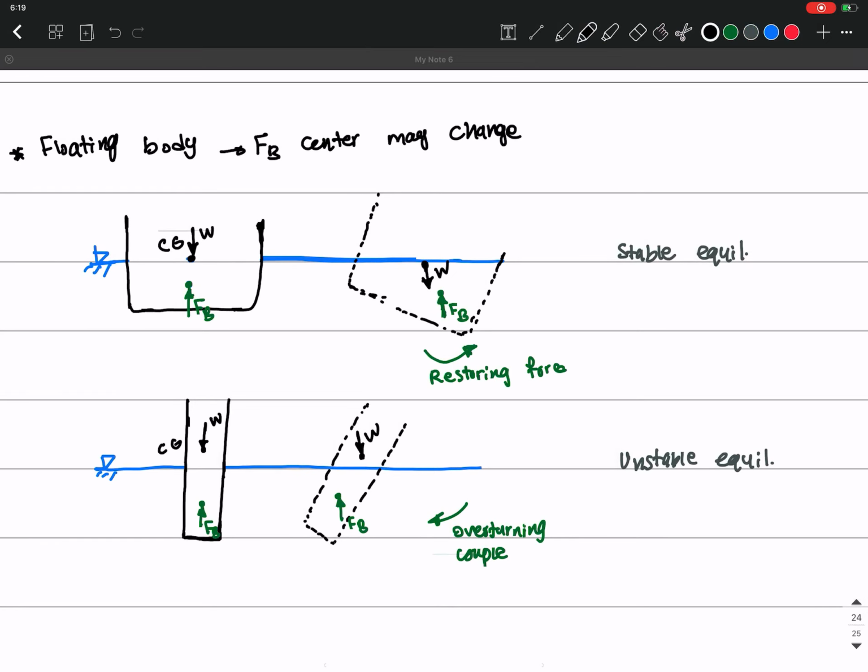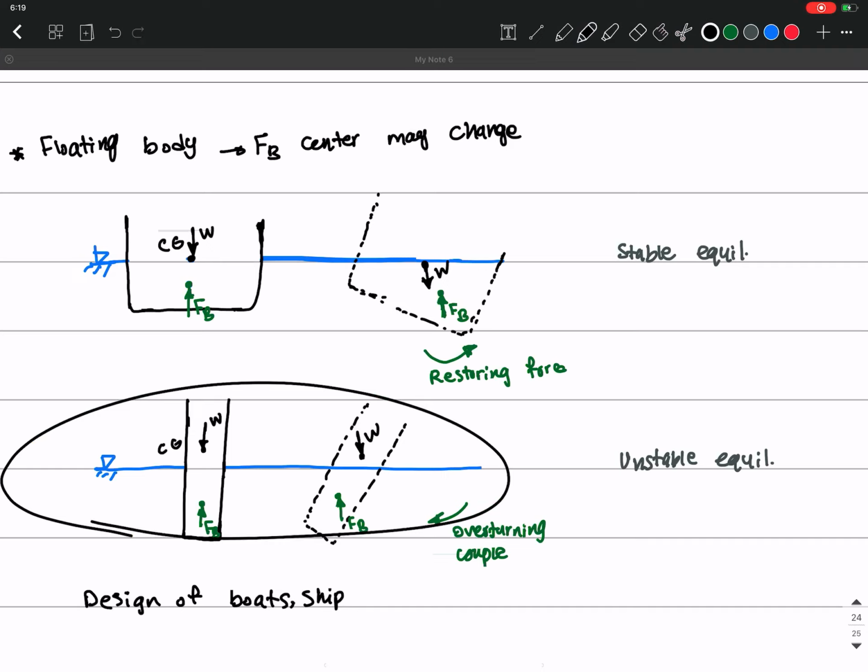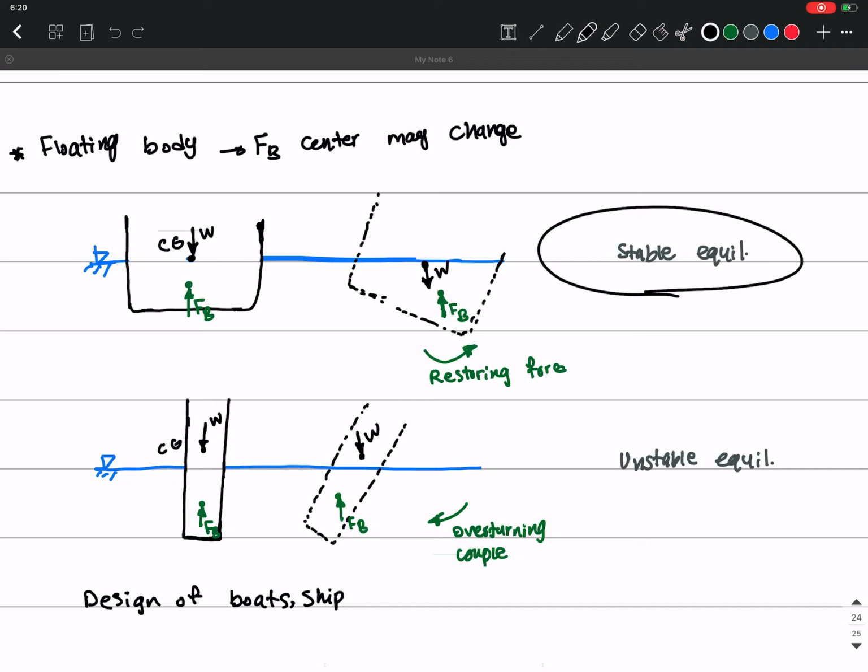So as you see and notice, this floating body stability analysis is very important for the design of boats, ships, and these marine structures, right? So as you see, if you make this object very thin, you will have an unstable equilibrium. That's very bad. You don't want this to happen, where, for example, your ship or boat overturns. But if you make it wide enough, because of this design, it is going to restore back to the original position. So this is what you want. You want to have a stable equilibrium when you design a boat or a ship, okay?